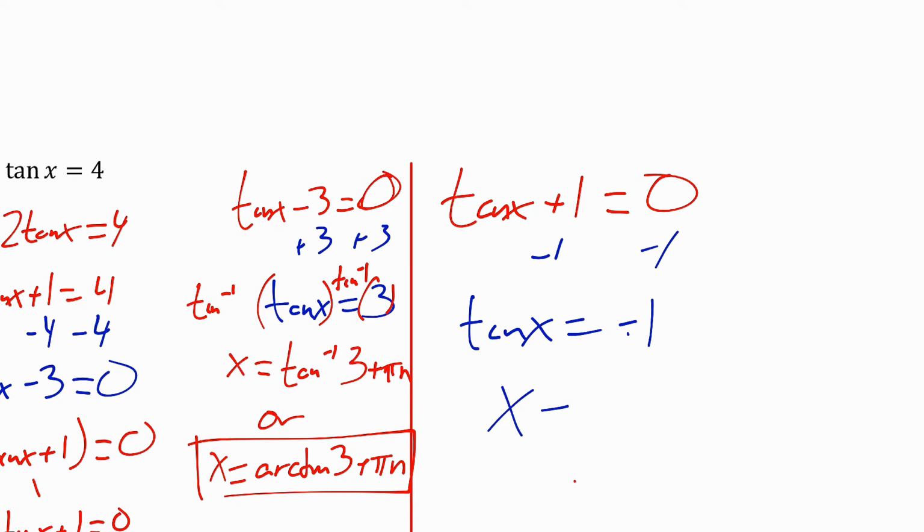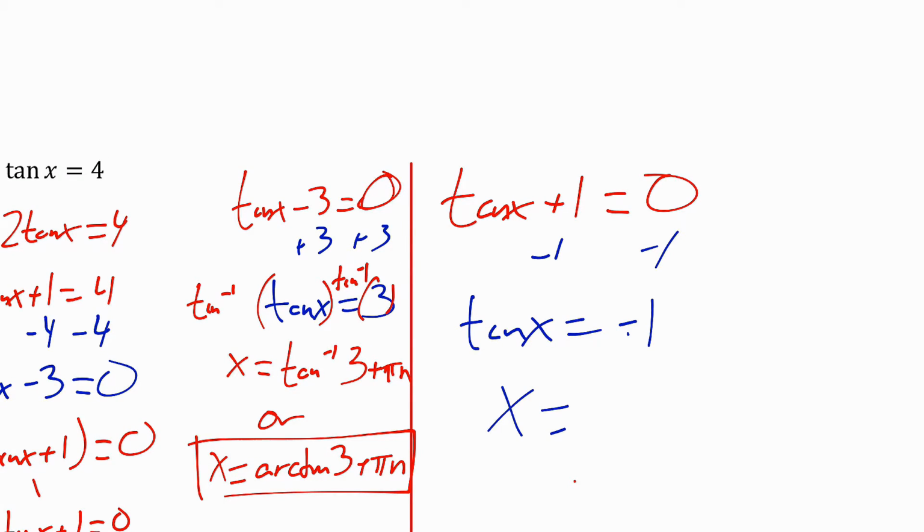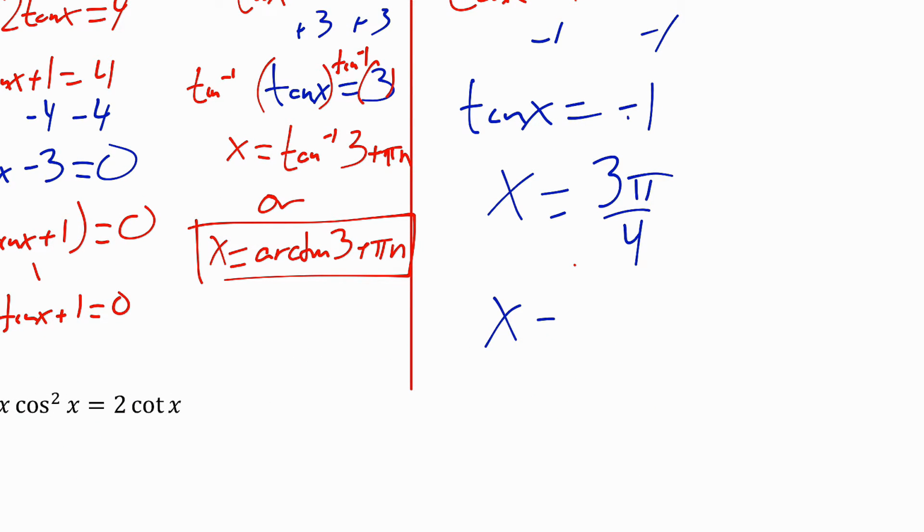You're saying, where on the unit circle is the tangent equal to -1? Now on this unit circle that I've got filled in already, we've got 2 spots. Here's the tangent of -1. So we got 2 options, 3 pi over 4 and 7 pi over 4. So let's jot that down. We got x equals 3 pi over 4 and x equals 7 pi over 4.